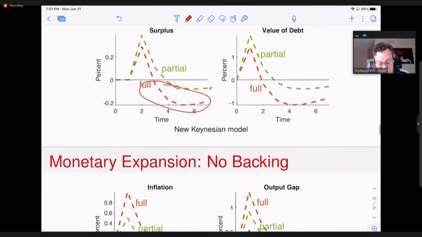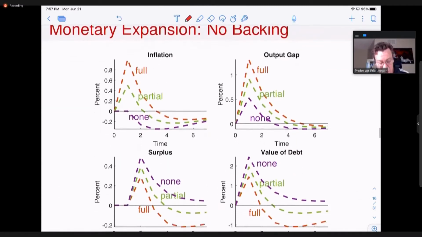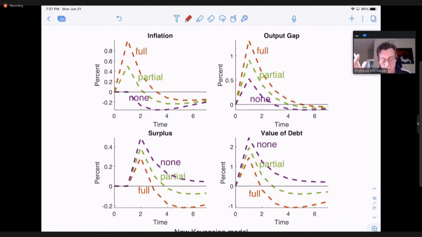And then in the case where there's no backing at all, remember this is the case where inflation doesn't go up at all, now all you get is a positive surplus path. You get no response, no negative, no deficits at all. So this is underscoring the critical role, in the models that we use at central banks, of the assumption about fiscal backing when trying to understand the effects of monetary policy.